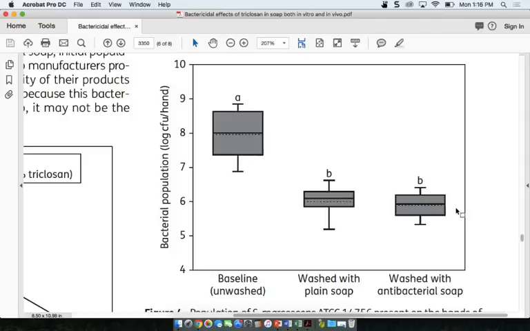And put this in the context of the individual or the original question. The original question was, does washing hands with soap with triclosan, does that have an additional effect? Okay, I'll give you a minute to think about it.